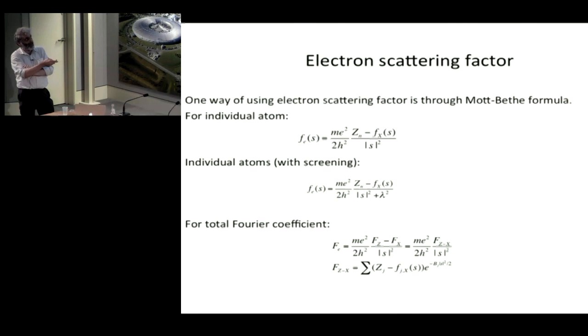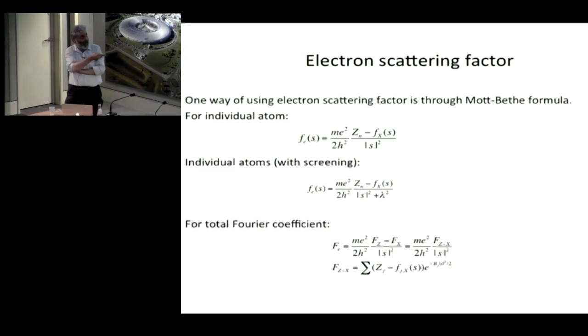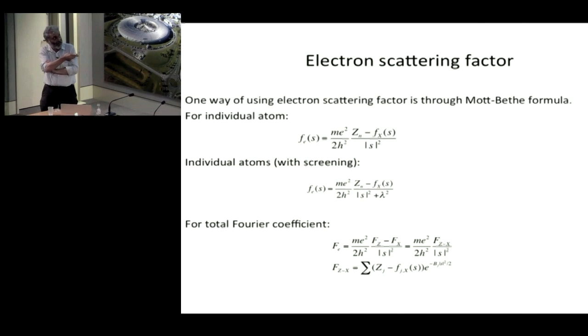And the solution of the Poisson equation was derived in the 1930s by Mott and Bethe, and it relates X-ray form factors with electron form factors. And when S is a vector in Fourier space, when S goes to 0, then the X-ray form factor is the number of electrons in an atom.